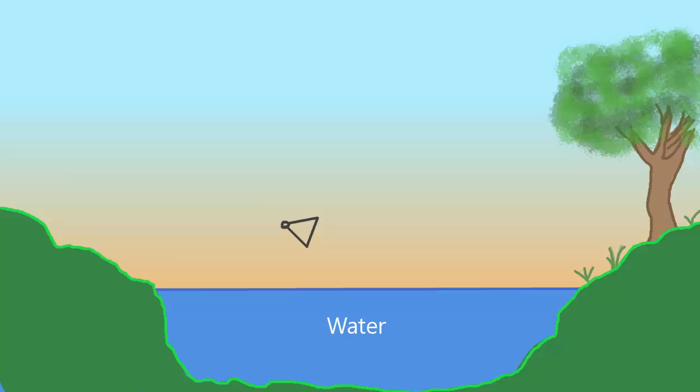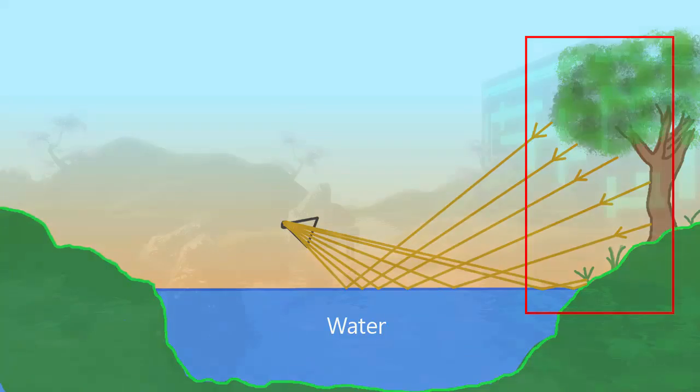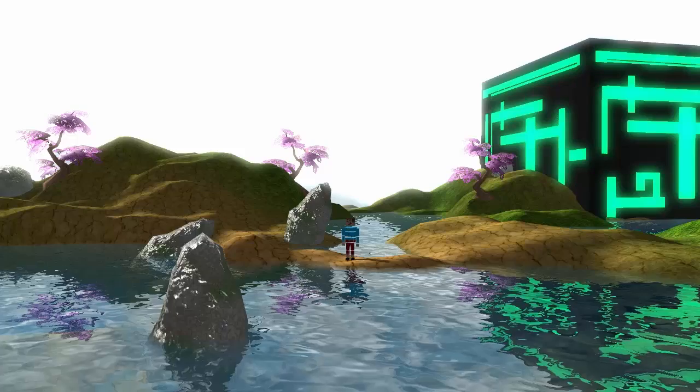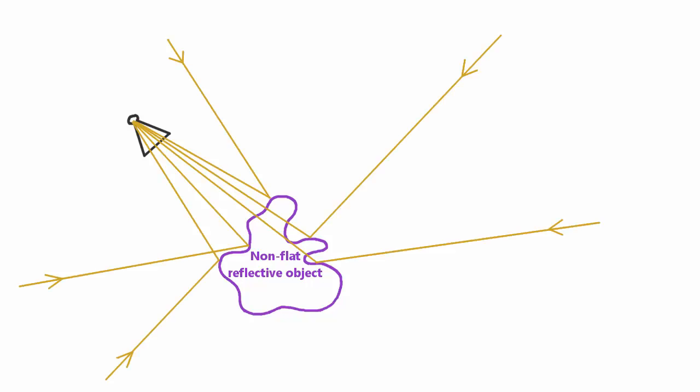In this scenario, all of the reflections that can be seen by the camera come from the same part of the scene, so we could simulate the reflections by taking an image of that part of the scene and projecting it onto the water's surface. However, if we want to have reflective objects that aren't completely flat, then the reflections don't just come from one part of the scene, they could be coming from absolutely anywhere in the scene.